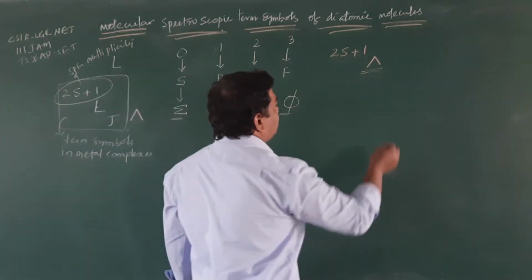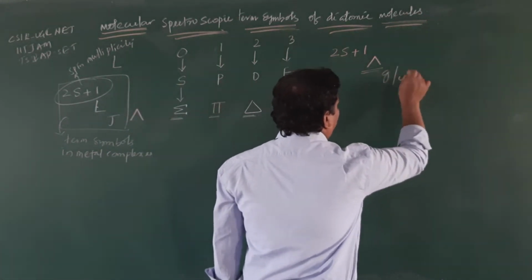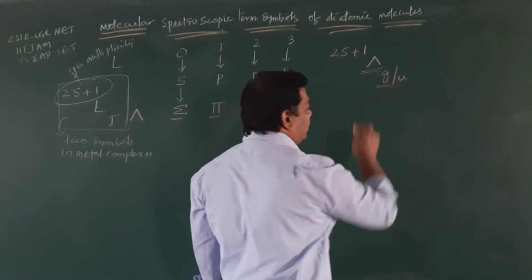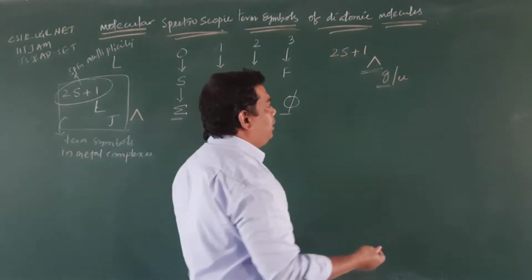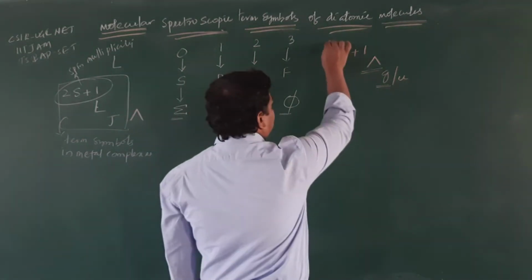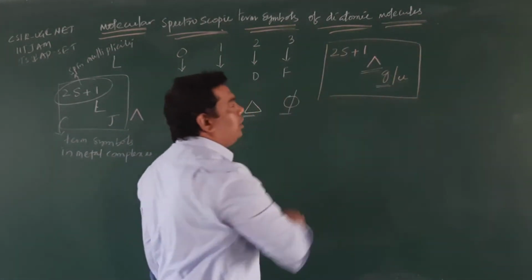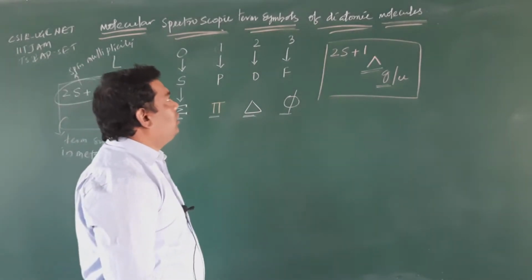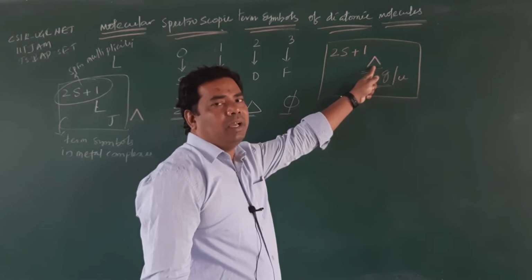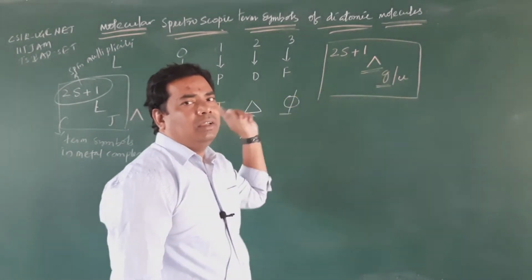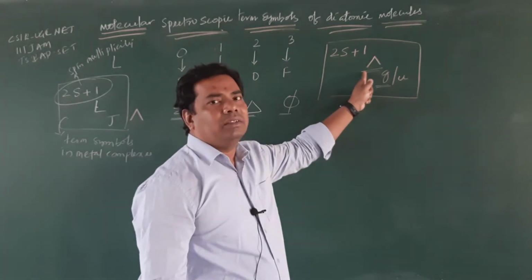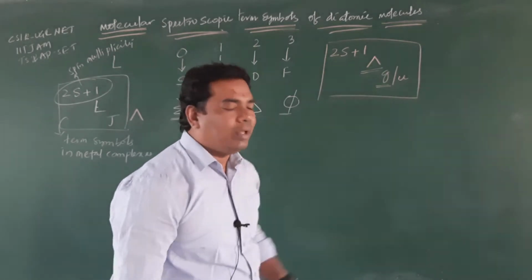Clear? Right. So this is g or u, gerade or ungerade. If a center of symmetry is present, then it is gerade. If a center of symmetry is absent, then it becomes ungerade. Okay, clear. This is the formula for the determination of the molecular term symbol of a homodiatomic molecule. Clear, students? If lambda is 0, that is sigma. If lambda value is 1, that is pi. If lambda value is 2, then the symbol becomes delta. Okay, right.